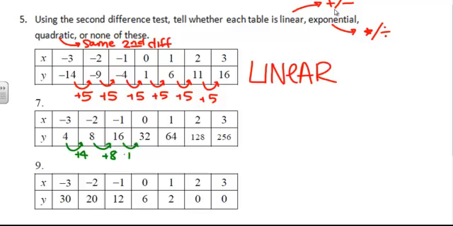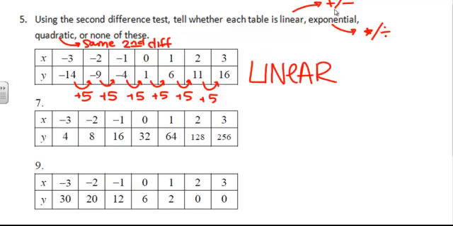16 to 32, I'd add 16. 32 to 64, I'd add 32. So now the second difference would be 4 to 8, I add 4. 8 to 16, I add 8. 16 to 32, I add 16. So the second difference isn't the same. So this means it can't be linear, can't be quadratic. My only other two choices are exponential or none.